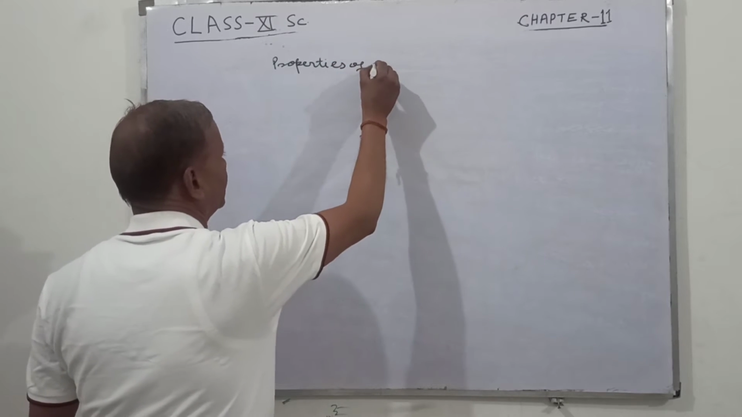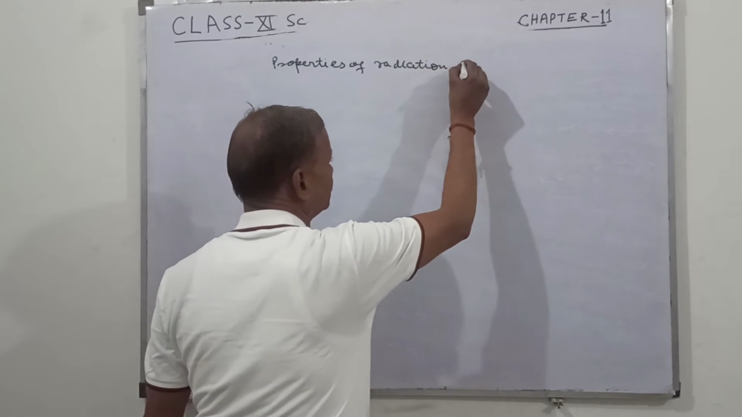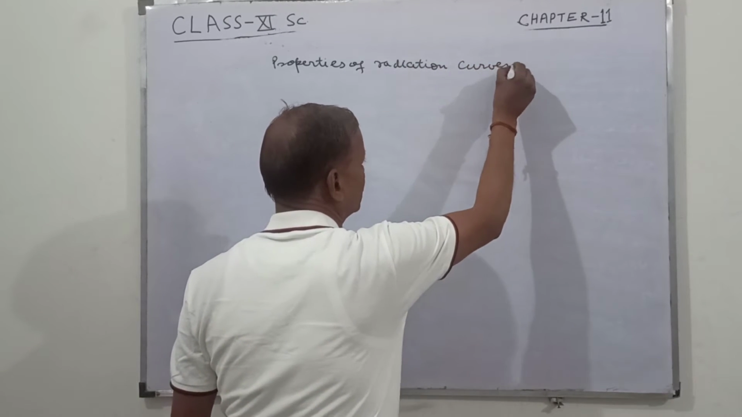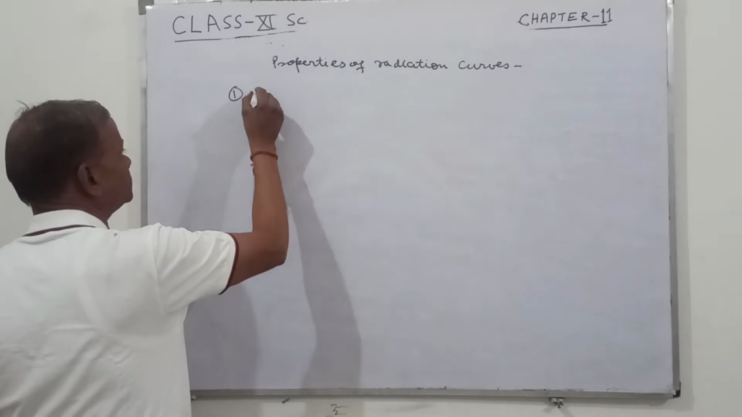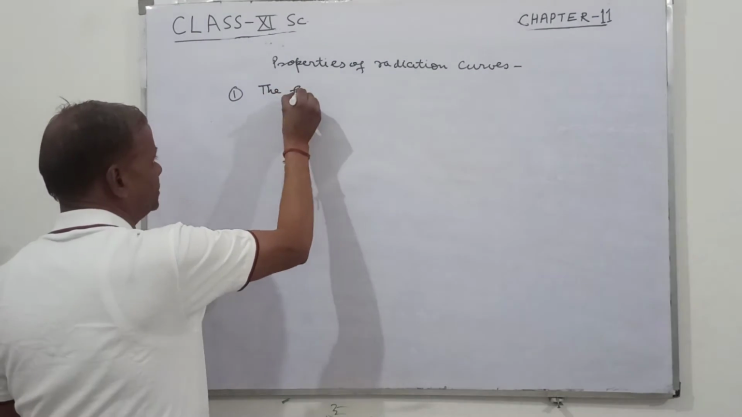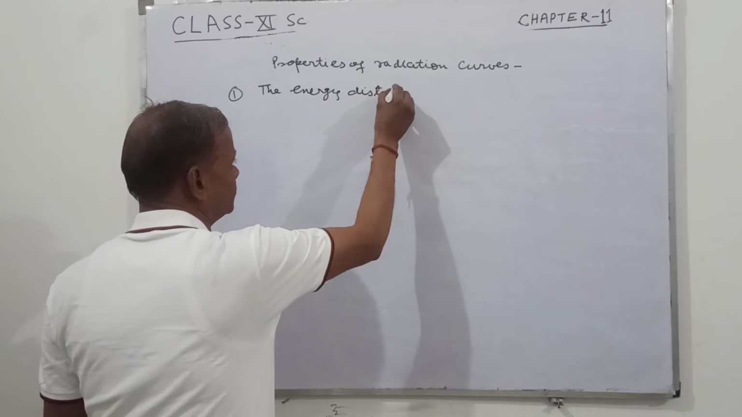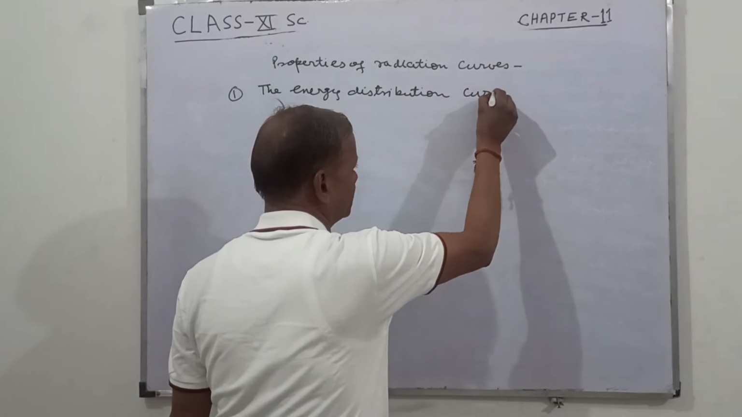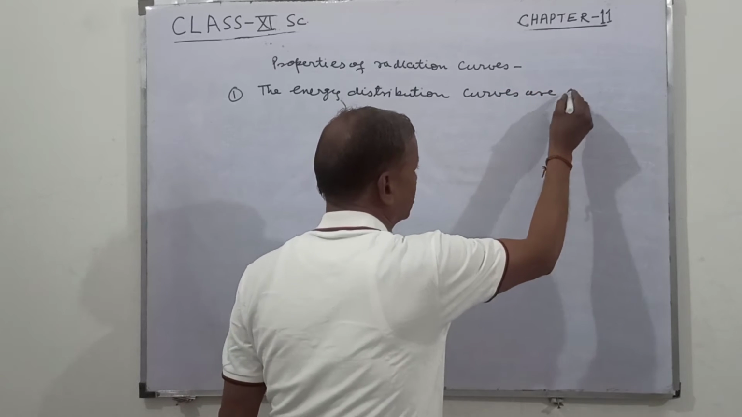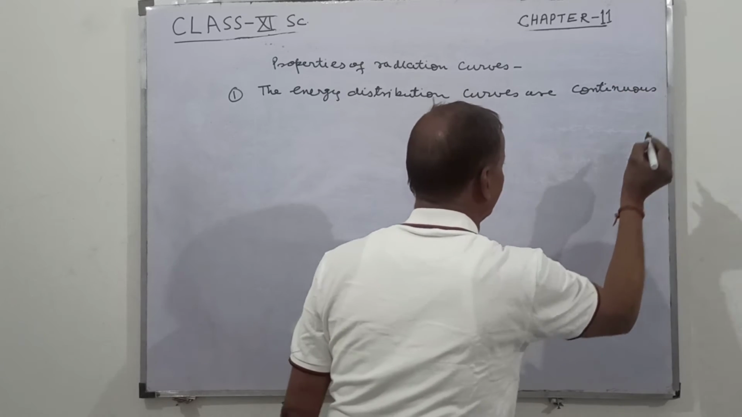Properties of radiation curves. Number one, the energy distribution curves are continuous curves.